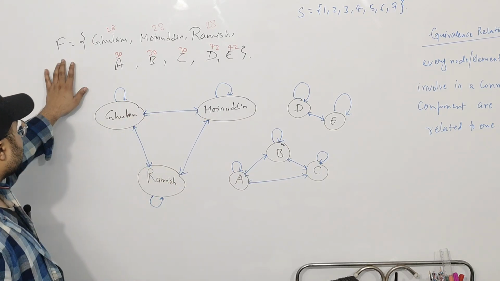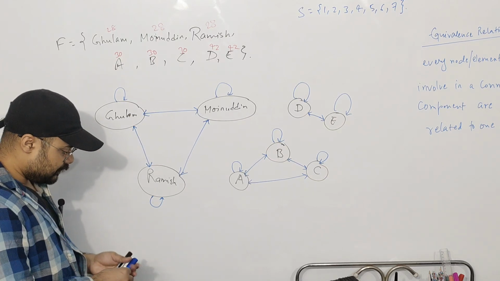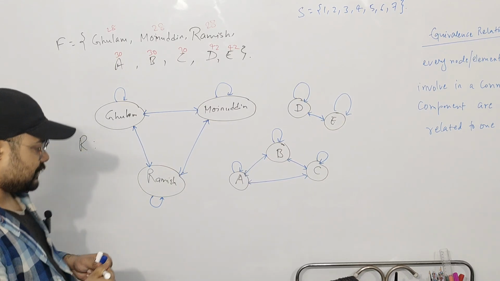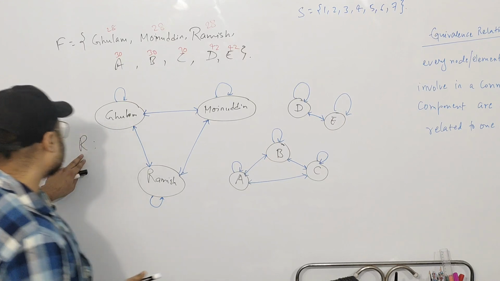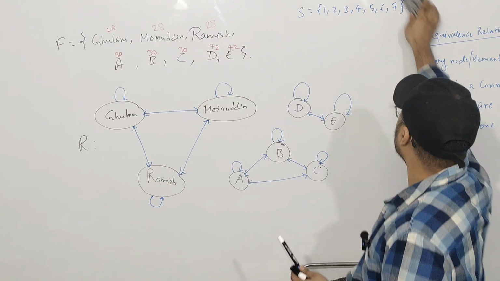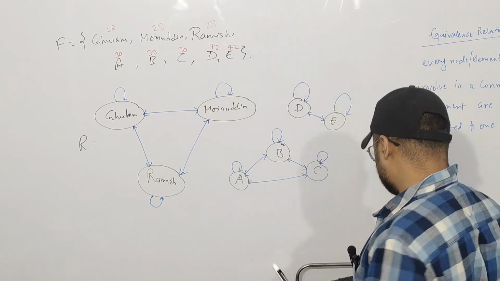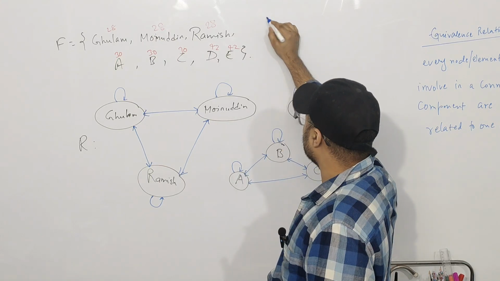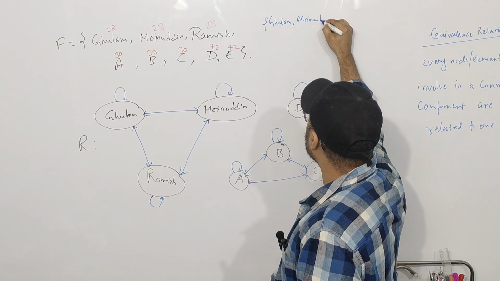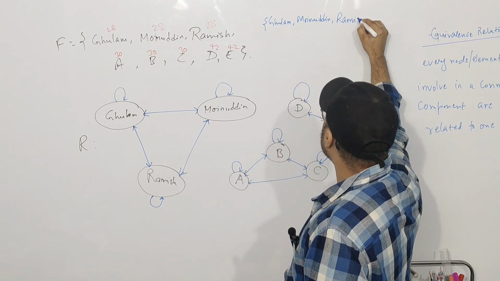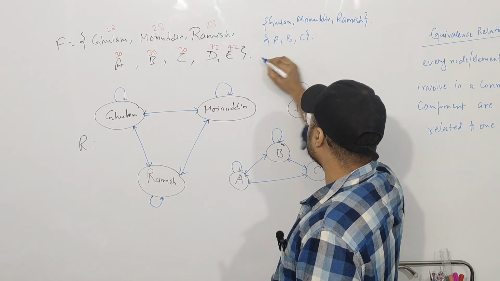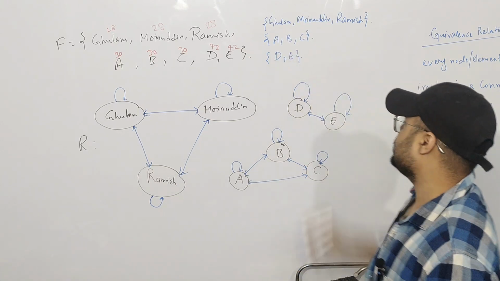Okay, so what are the partitions made on F because of the relation R? This is your relation R. How does relation R divide F into different partitions? Gulam, Moinuddin, Ramesh. This is one partition. A, B, C is another partition. D and E is another partition.